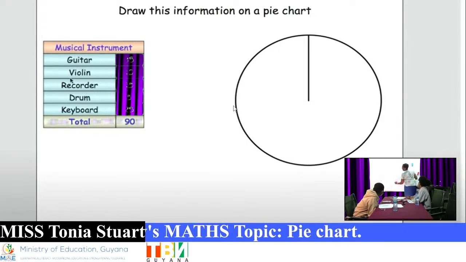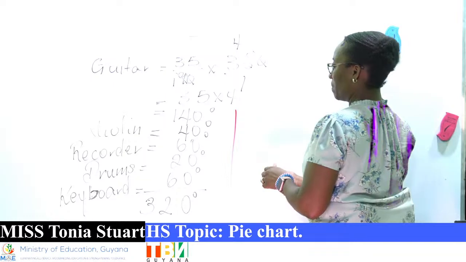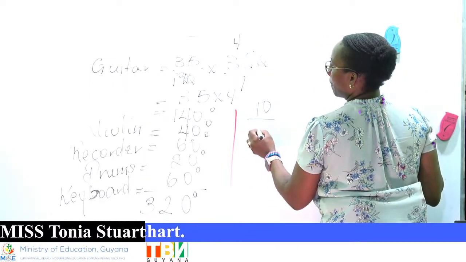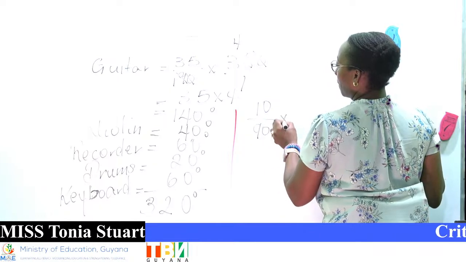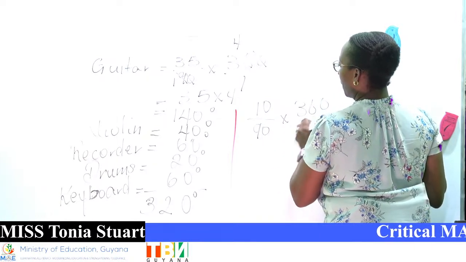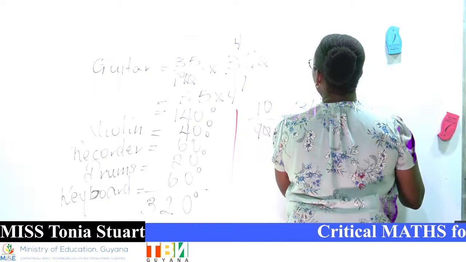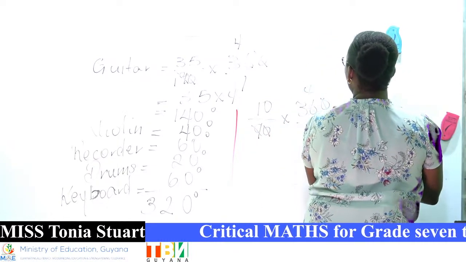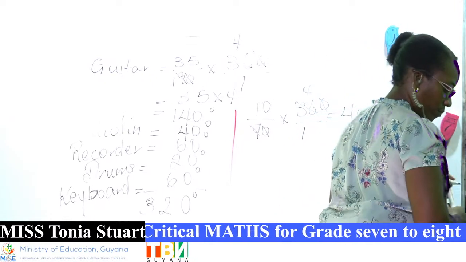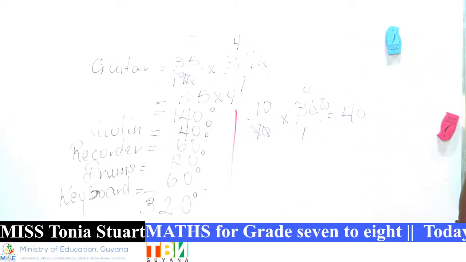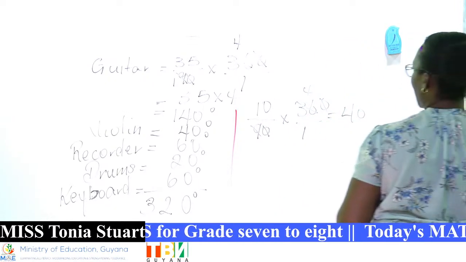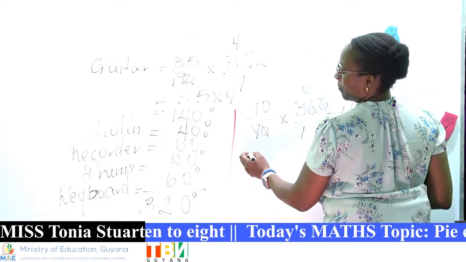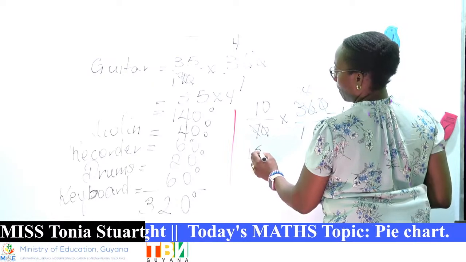Okay, let's look at the violin. Please give me your working for your violin. 10 over 90 times 360 over 1. When we cancel down, we got, is that correct? Yeah. Okay, let's go. Violin, yeah. Recorder, 15 over 90.